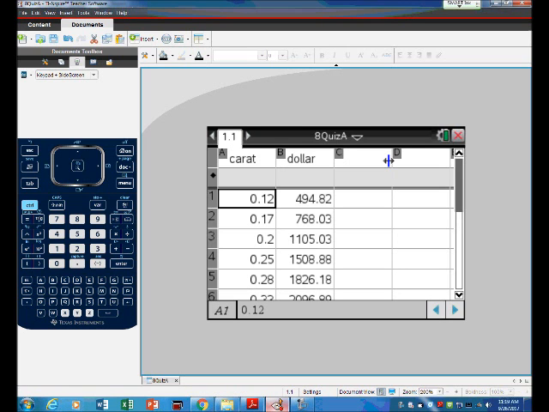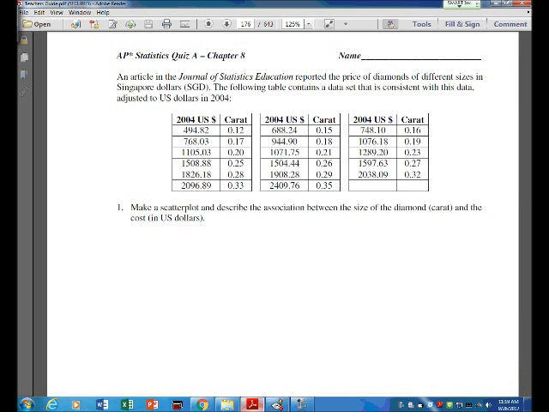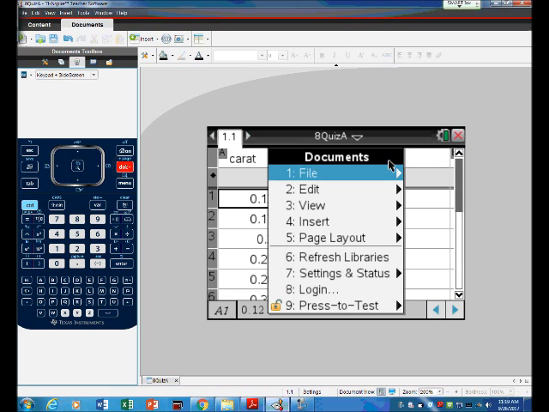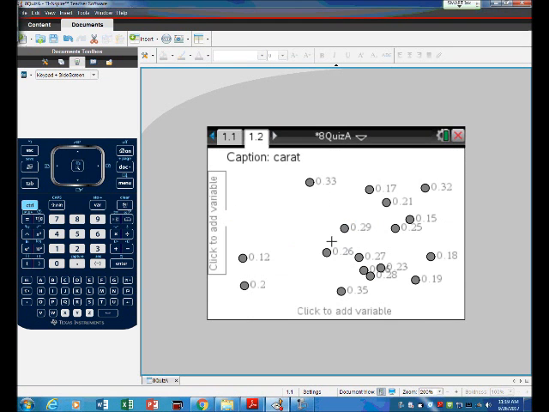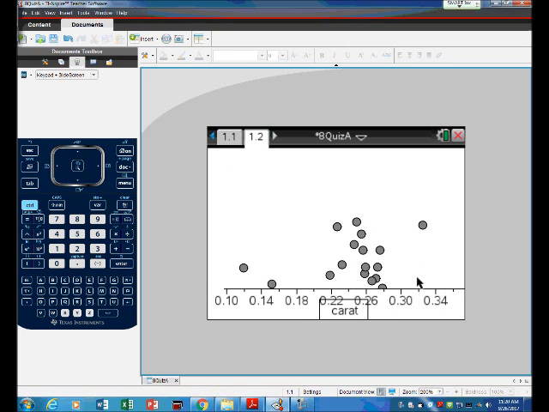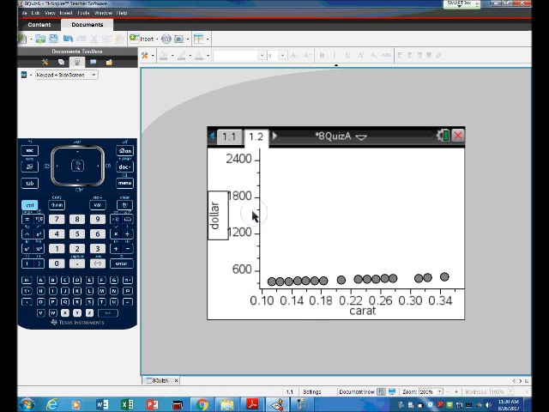so I put dollar. All right, so now the problem says to make a scatter plot and describe the association. So let's go ahead, File, Doc, Insert, Data and Statistics, and you have to determine, is it the size of the diamond that determines the price, or is it the price of the diamond that explains the size? So I think that the size of the diamond explains how much it'll cost. So that means carat is going to be my explanatory, the X variable, and the price or dollar will be the Y.